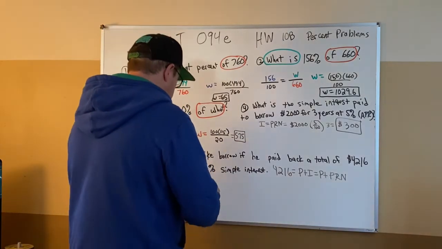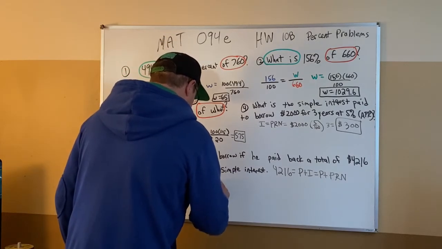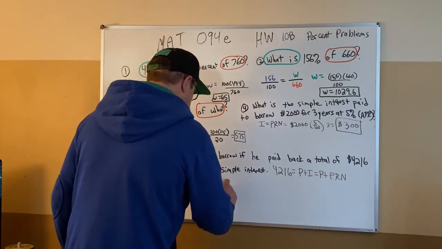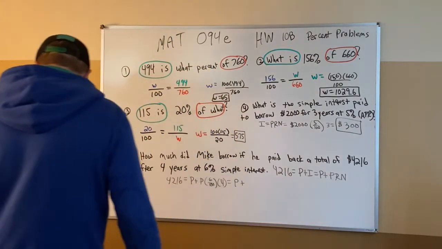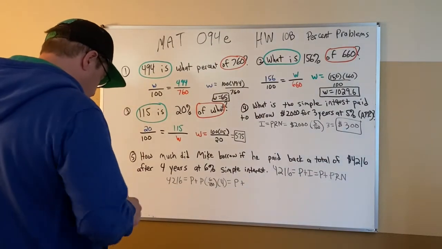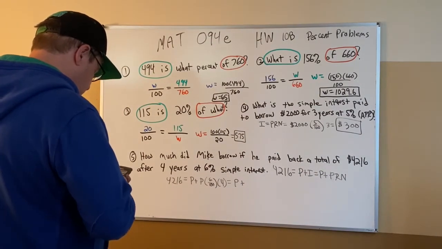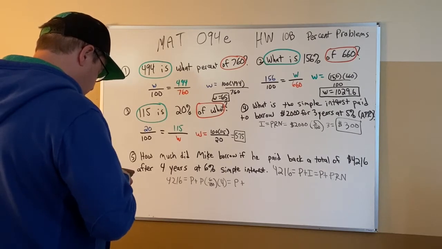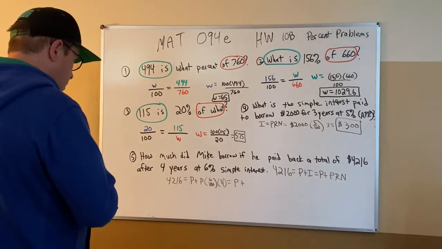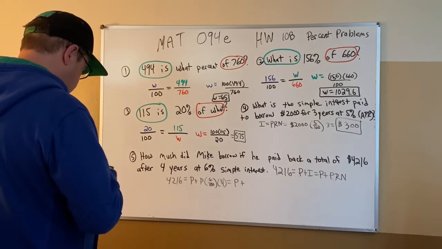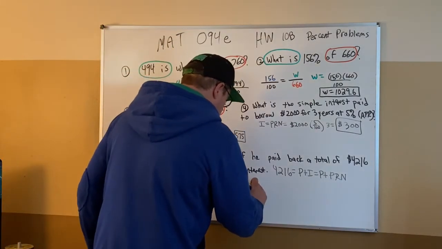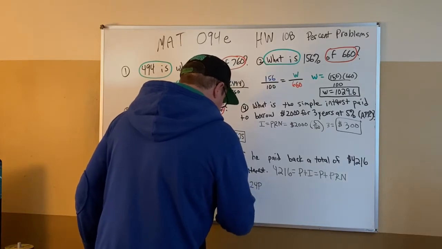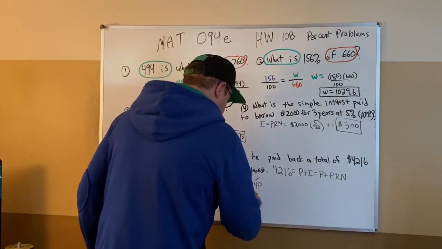Now R is 6%, 6 over 100, times N, which is 4 years. Therefore we have P plus 6 over 100 times 4. 6 divided by 100 divided by 4. Nope, I did that wrong. 6 divided by 100, then times 4. 0.24. 0.24P. And that's 1P. These are like terms.